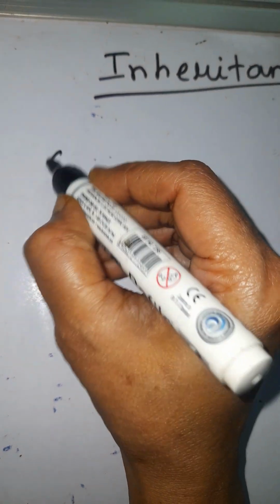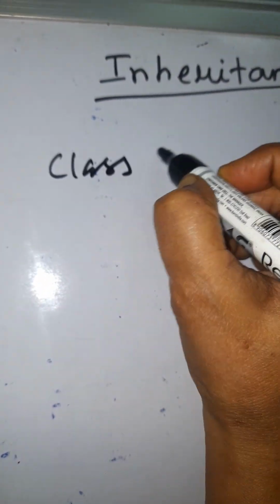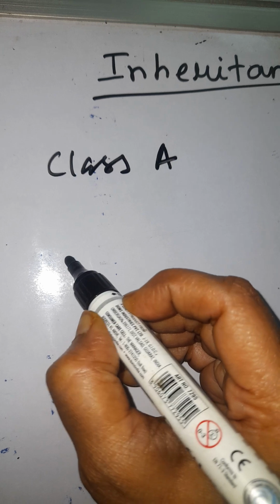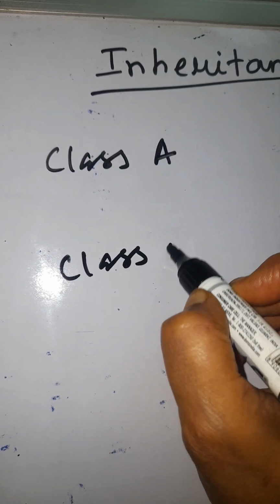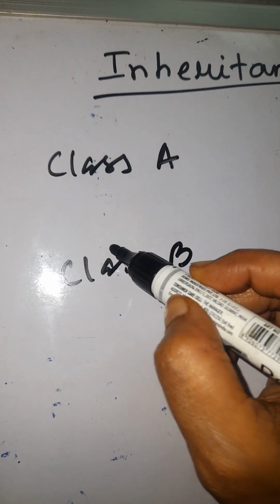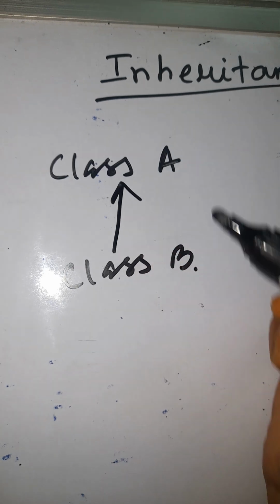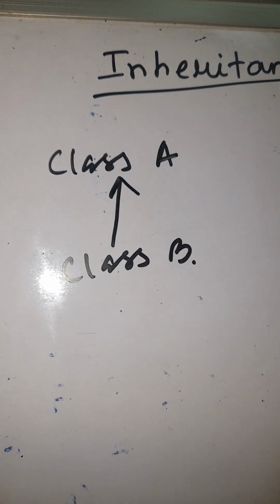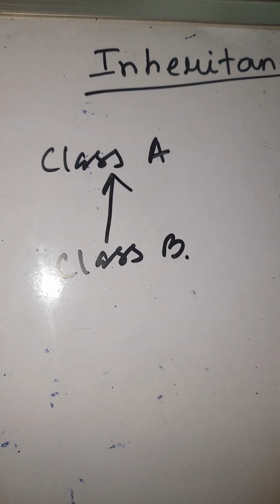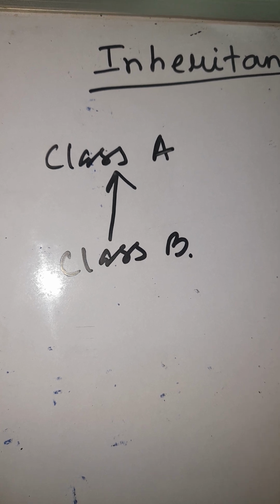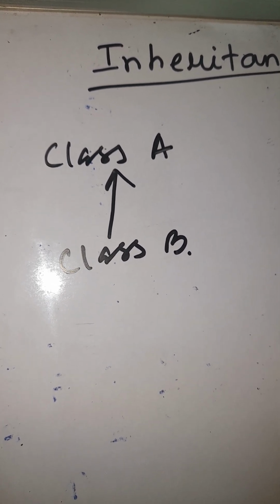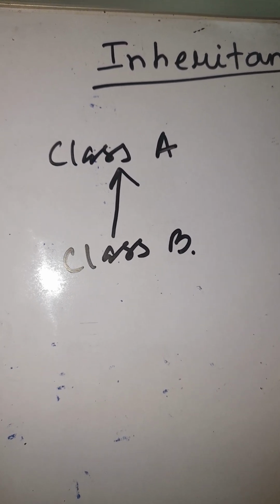So what is this? Maybe you have one class, that one is class A. Now one more class, that one is maybe class B. Now class B will inherit some properties from class A. This is the basic part of inheritance. So now, what is the utility of inheritance?